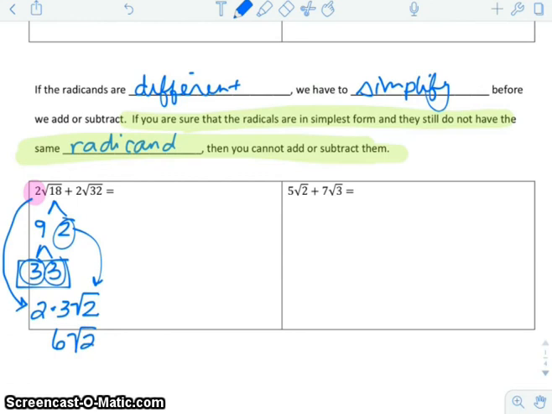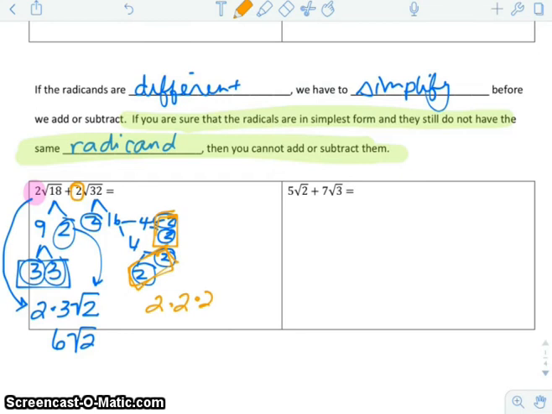So I have 6 radical 2, and then 32 turns into 16 and 2, 4 and 4, 2 and 2, 2 and 2. I circle all my final branches. Anything that has a buddy gets to leave. They get to leave, they get to leave. So I have my original 2 on the outside, this set of 2, this set of 2, and this 2 goes back under the radical. So I have 2 times 2, which is 4, times another 2, which is 8 radical 2.